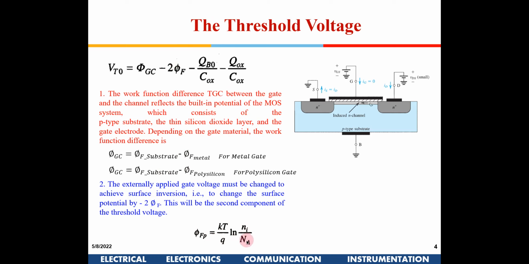Now the takeaway here is that when we increase Na, since Na is in the denominator, the term becomes more negative, and this negative gets cancelled out here. So if you increase Na, the threshold voltage increases. But if you decrease Na, the threshold voltage decreases. So there is a trade-off here.